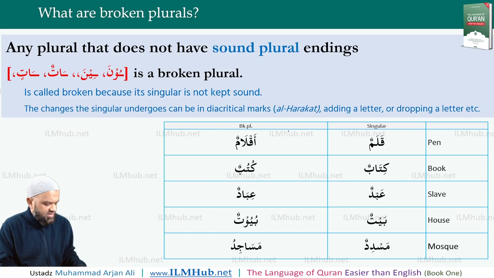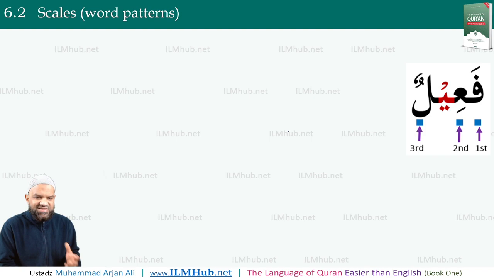Before we look at broken plurals and their scales, it's very important to understand what we mean by scales. Now, the scholars of Arabic, to make the study of Arabic easy, have formulated a system where, as I mentioned to you before, almost all verbs and most derived nouns, 99.99% of them, are derived from three root letters. And it is these three root letters that form the pattern or a scale, if you want to call it that. The first root letter is represented by the letter fa. The second root letter is represented by ayn. And the third root letter is represented by lam. So first fa, second ayn, and lam.